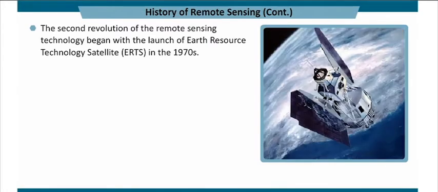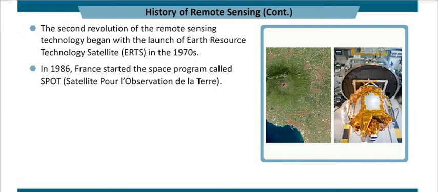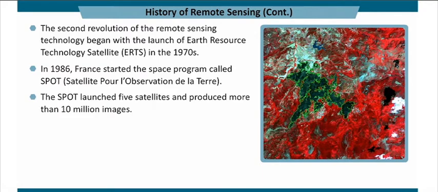The second revolution of remote sensing technology began with the launch of the Earth Resource Technology Satellite (ERTS) in the 1970s. The ERTS was renamed as Landsat in 1975. The effective applications of satellites in remote sensing encouraged several other organizations to launch their own devices. In 1986, France started the space program called SPOT, Satellite pour l'Observation de la Terre. The SPOT launched 5 satellites and produced more than 10 million images.